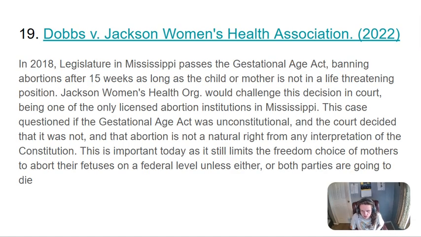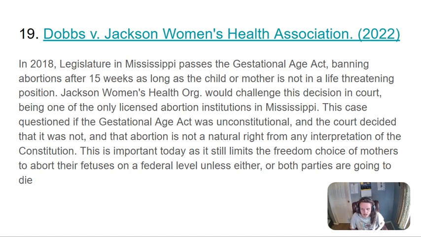Case number 19 would be the Dobbs versus Jackson Women's Health Organization. This case would be decided in 2022. And a quick thing, if you haven't seen already, I am down there, mainly because if you see there, the title is way too long for me to have the spotlight up there.